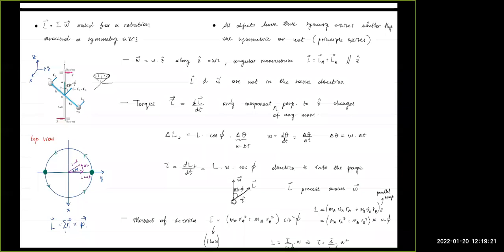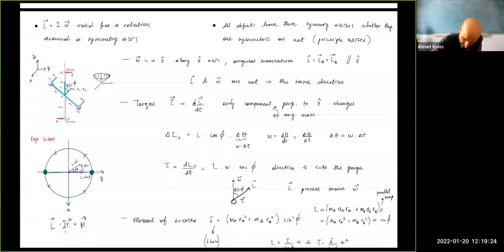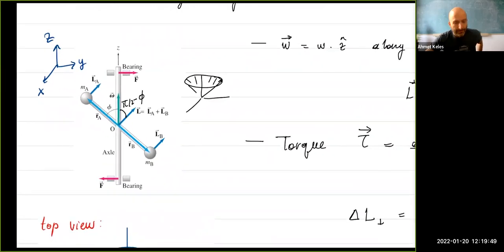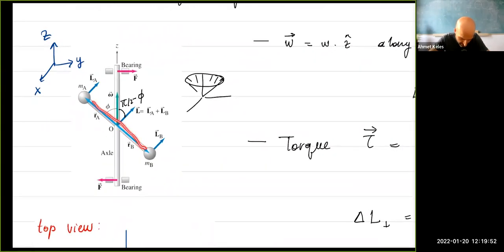So the problem is you have some axis like this axis that's stabilized, that has these bearings, like pinpoints that allow rotation. And there's some other rod fixed on this axis at some angle phi. Maybe I can zoom in just a little bit. Okay, so this rod is fixed on this rod, and this entire thing is rotating like this. And the question is, how do you determine the total angular momentum?